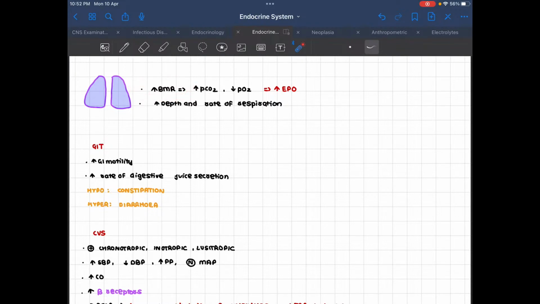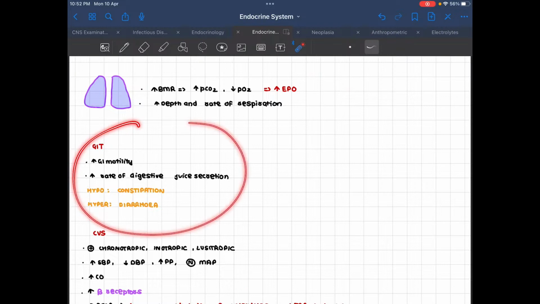Obviously, we know that. So, अगर BMR increase करेगा, then that means respiration हम ज़्यादा कर रहे हैं, right? So what is going to happen is the PCO2 is going to build up, and the PO2 is going to decrease, and that is going to serve as a stimulus for increased synthesis of erythropoietin as well. And whenever these are present, it's going to increase the depth and rate of respiration. तो हमारा respiratory system में ये manifestations होगी.